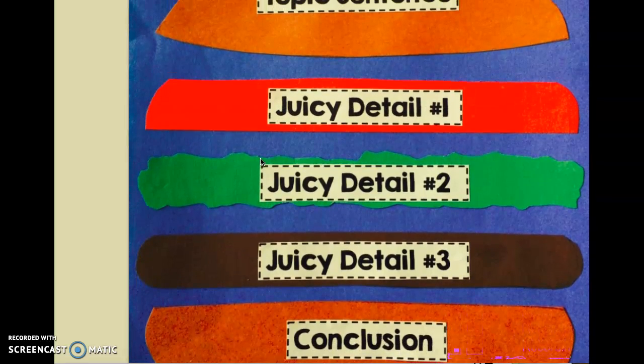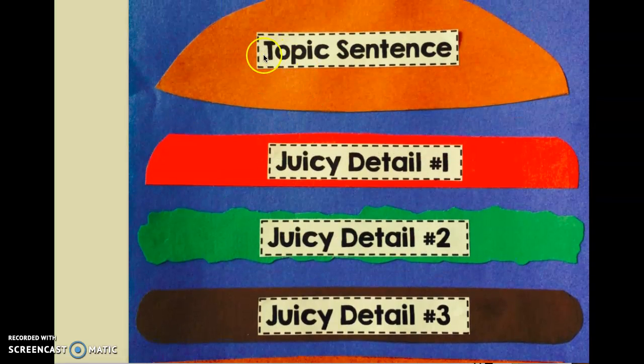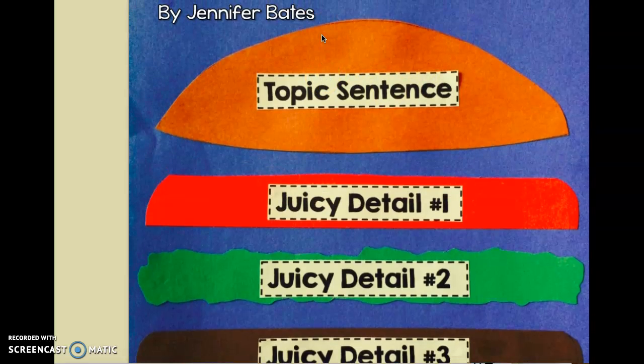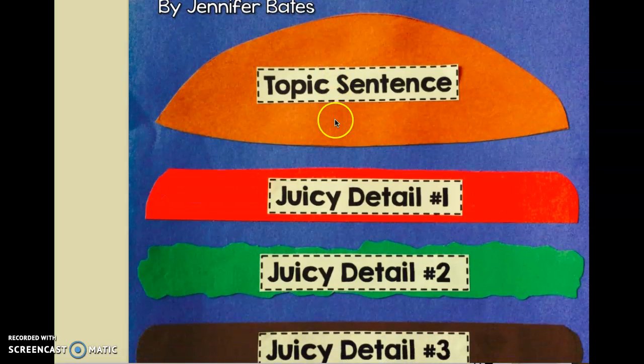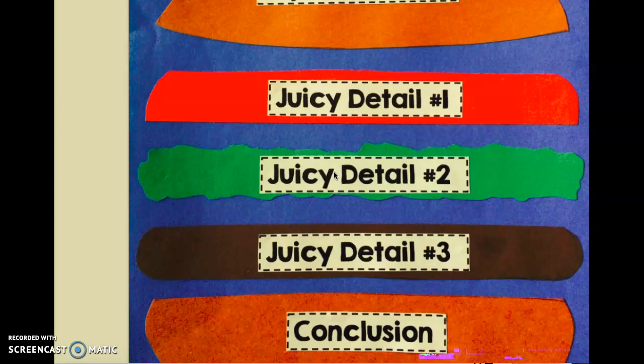Okay, so the first important thing there you can see is the topic sentence. And this is going to be a sentence, anything like, my pet is a cat. Okay, so now we know that our paragraph is going to be about a cat. So that's our topic. Then we're going to have some juicy details. And in the paragraphs that we are going to write, we're going to have 3 juicy details.